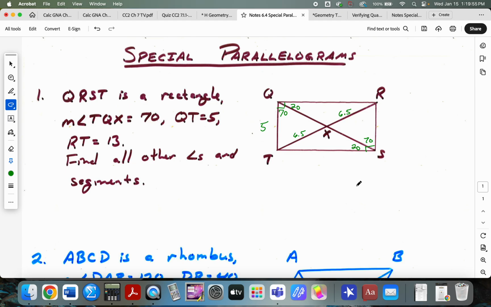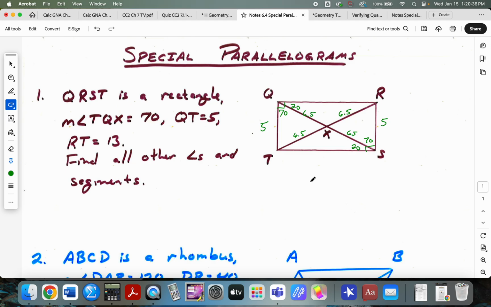Now, I also know that RS is 5, and frankly, that's the low-hanging fruit. There's nothing new about that. That's just like any other ordinary parallelogram, right? But one thing that's special about a rectangle's diagonals is what? They're congruent to each other. So if both of these are 6.5, both of these are 6.5, which means we've got little isosceles triangles here. Whether it's a rectangle, a rhombus, or a square, you're always going to have isosceles triangles.